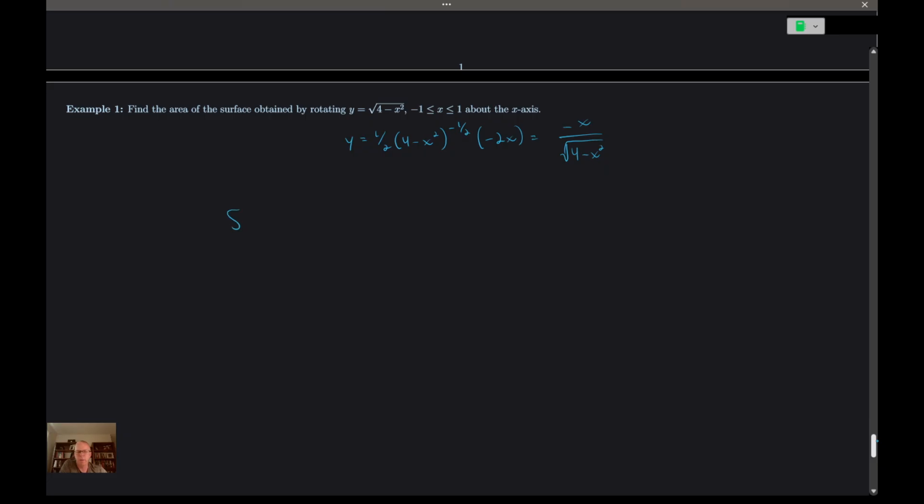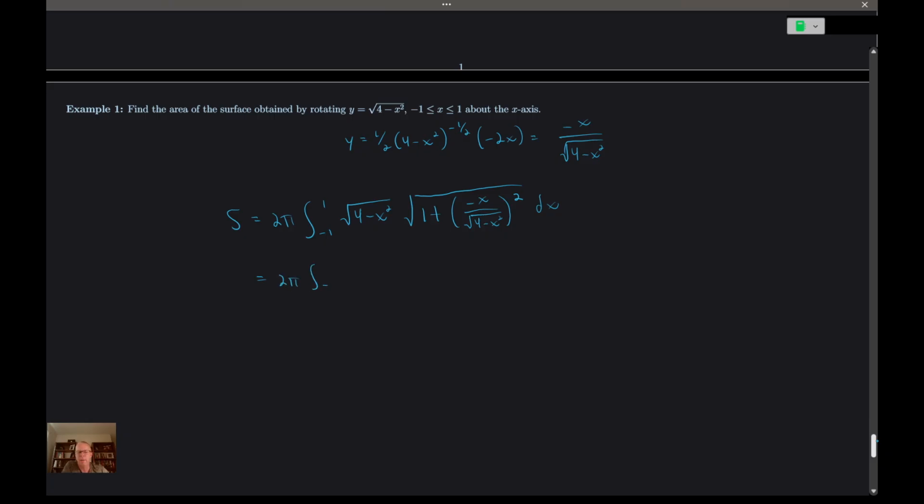So now let's plug in our formula. We have the surface area is 2 pi times the integral from -1 to 1 of the function, square root of 4 minus x squared, times the arc length, which is the square root of 1 plus the derivative squared, so -x over the square root of 4 minus x squared, dx. And so this looks fairly complex right now, but like I said in the last video, we can simplify these as much as we can before we even think about integrating.